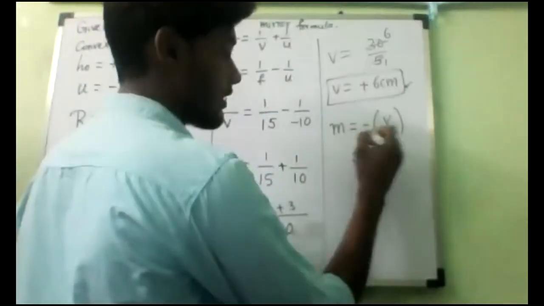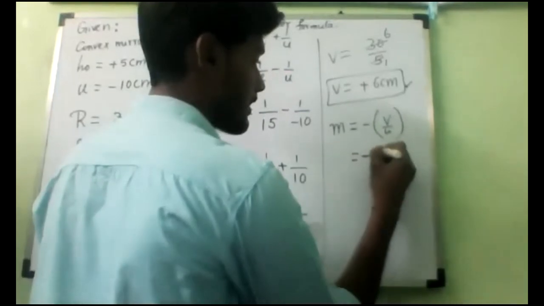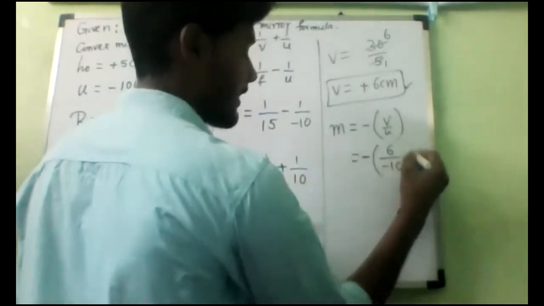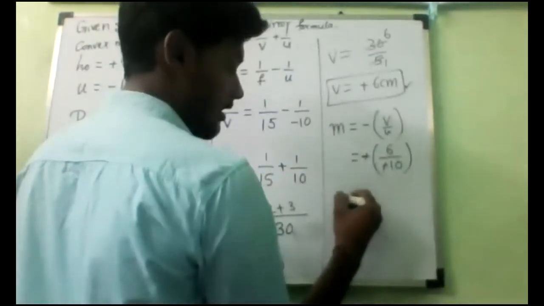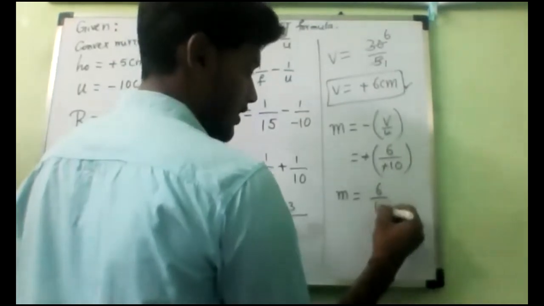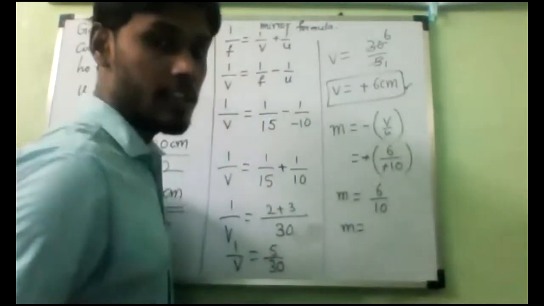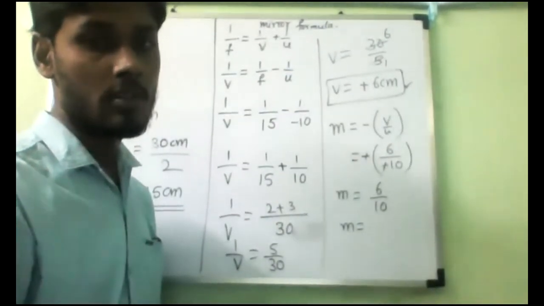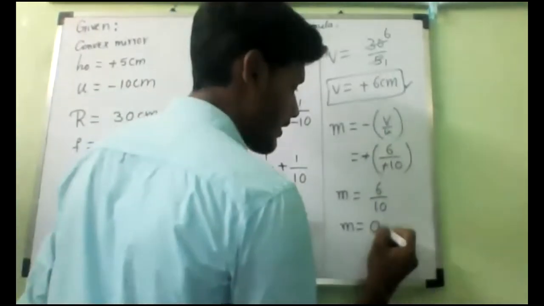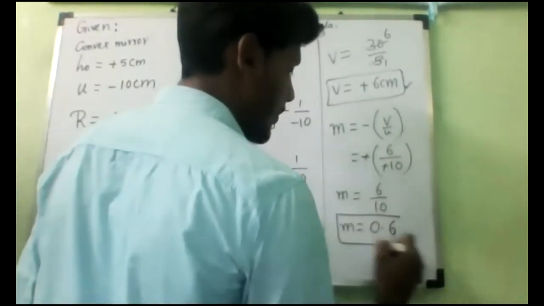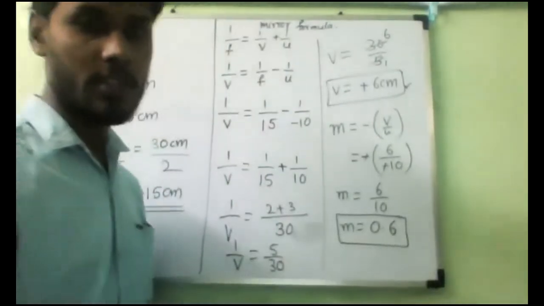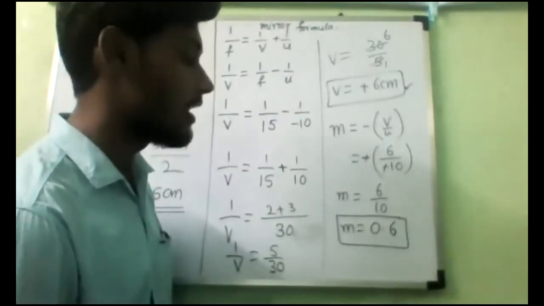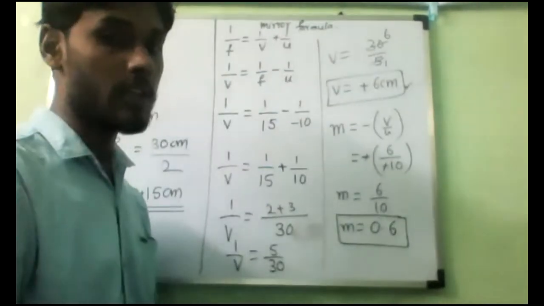So magnification M is equal to minus V by U. Minus V is equal to 6 divided by U, which is minus, so the minus will get cancelled. So M is equal to 6 by 10. How much is 6 by 10? 0.6, or 3 by 5. Does magnification have any units? No, sir. Magnification is always a unitless quantity. That is what you should remember.